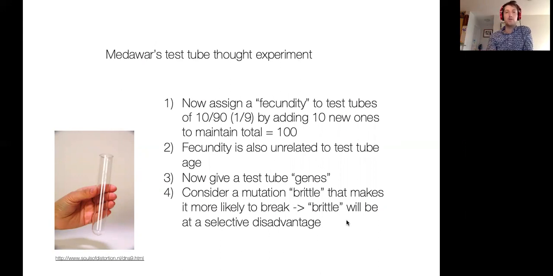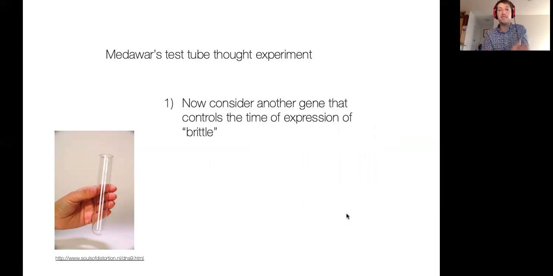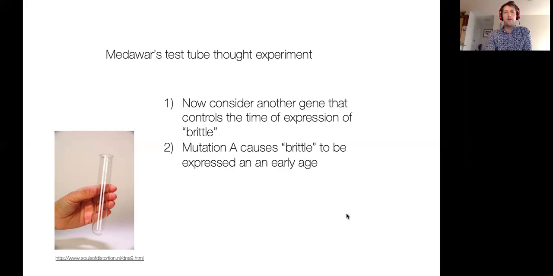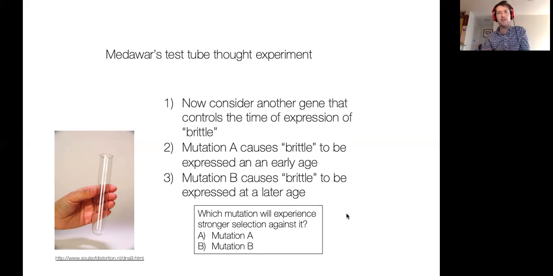Okay, so this mutant will be at a selective disadvantage. Now consider a second gene that alters the timing of expression of brittle. The second gene comes in two alleles. Mutation A causes brittle to be expressed at an early age, and mutation B causes brittle to be expressed at a later age. So what I want you now to do is think about this question: which mutation will experience stronger selection against it, mutation A or mutation B? And explain why. So pause and answer that, and then resume.